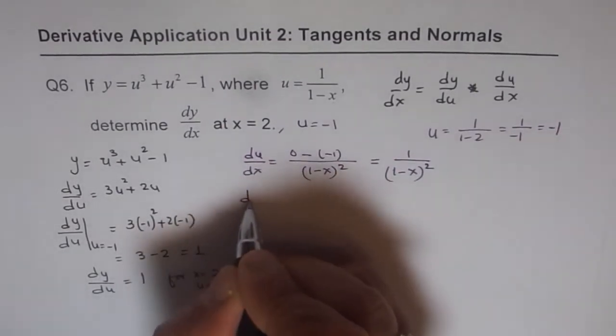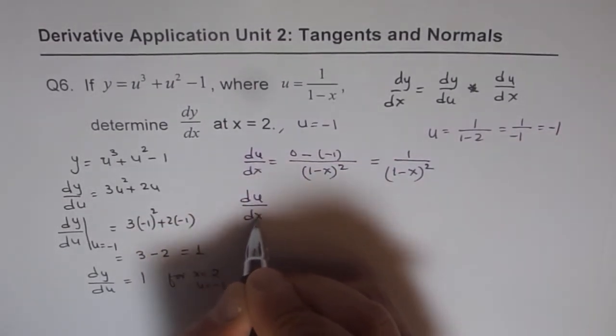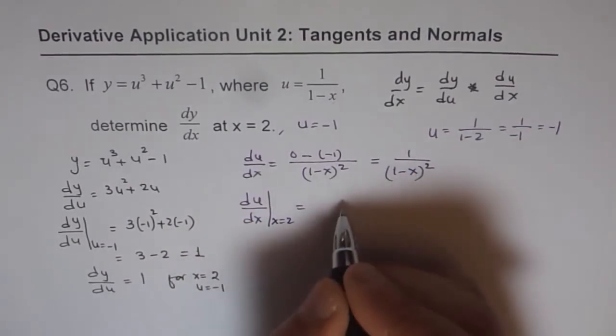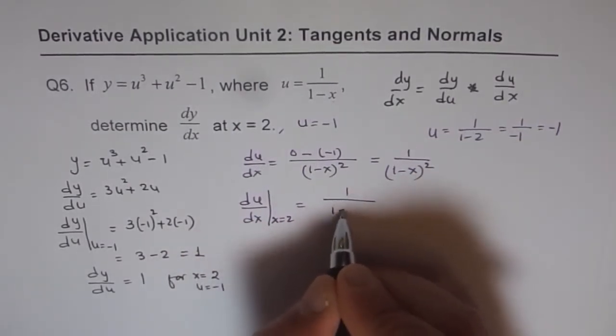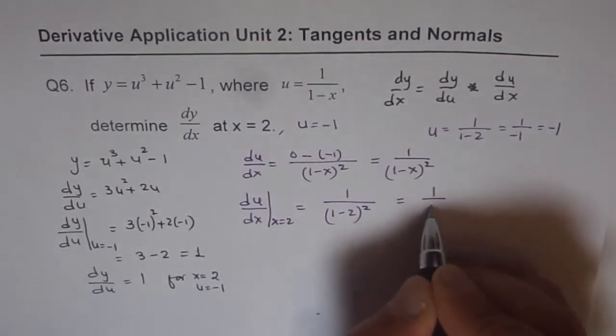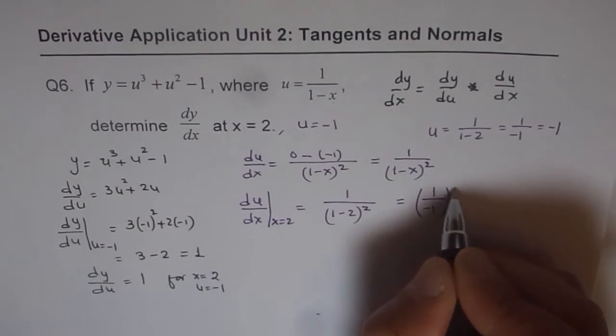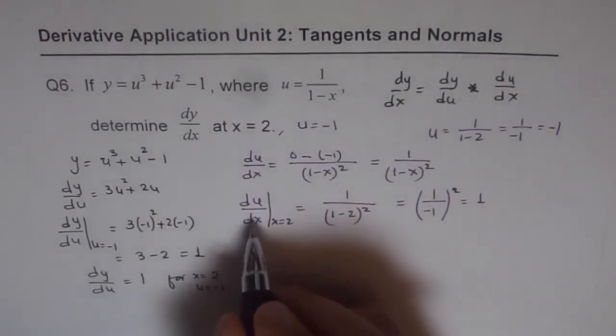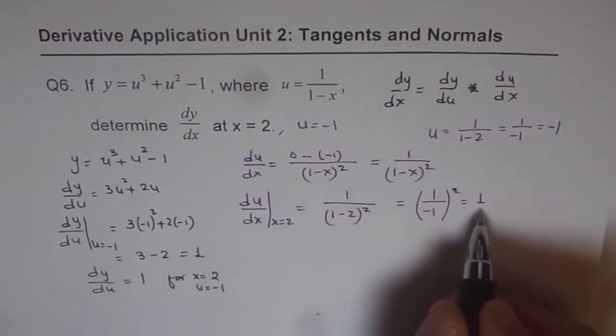Now what is du/dx for x equals 2? So we'll plug in 2 here and get our answer. So we get 1 over 1 minus 2 whole squared, and that gives us 1 over minus 1 whole squared, and that is just the number 1. So we know du/dx for x equals 2 is 1.